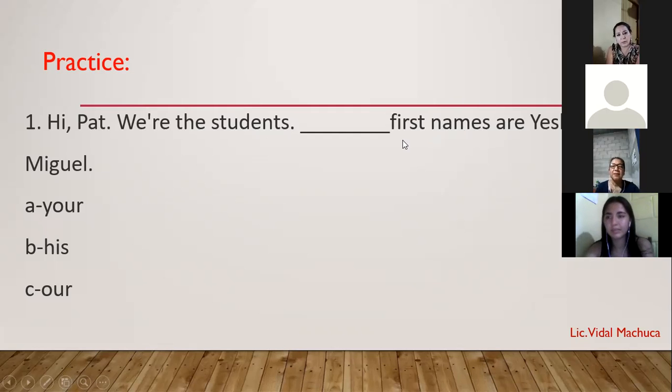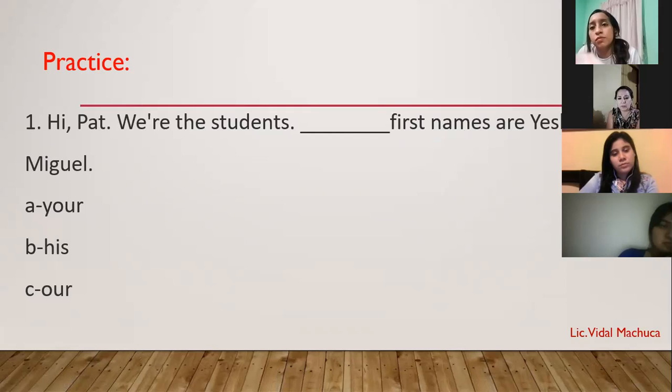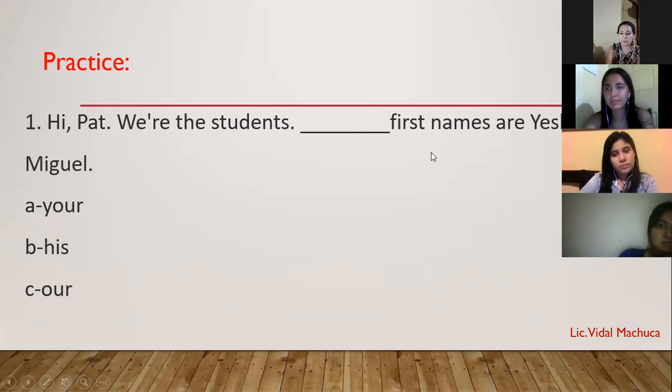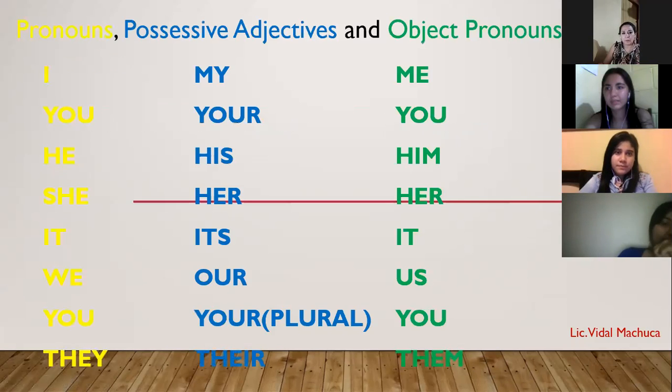Jenny es correcta, sí, you're right, Jenny. Pero quiero saber, first, ¿por qué dice Jenny que es plural? Names are two. Yes, names. Yesley and Miguel. Porque name tiene una S. Y cuando se le agrega, se hace plural. Por eso aquí dice, in our first names, porque our first es primero, ¿verdad? Pero aquí dice nombres. Nombres are Yesley and Miguel. Very good. Hi, Pat. We're the students. Our first names are Yesley and Miguel. Okay. Very good. Excellent.